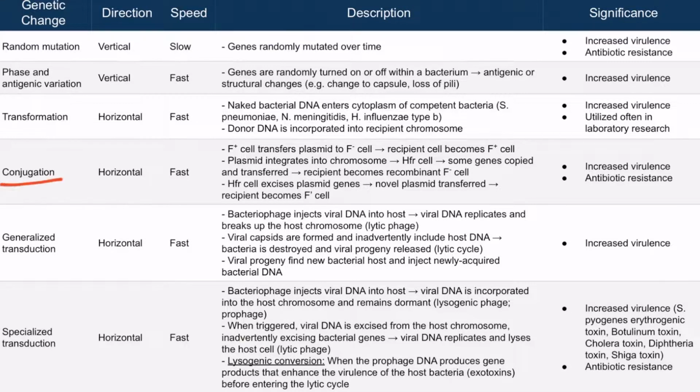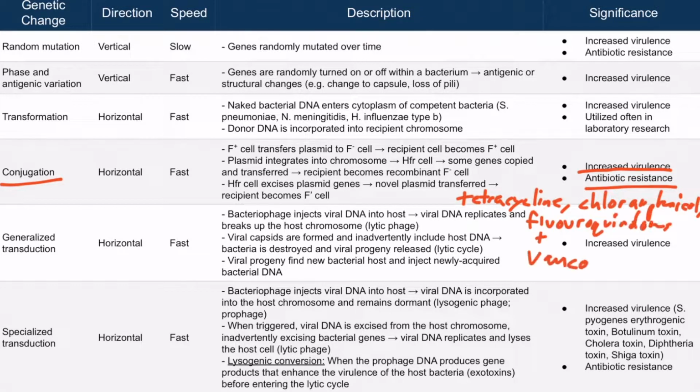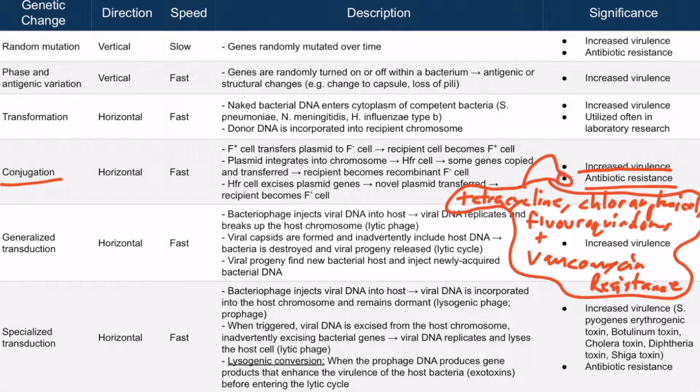Why would conjugation and the plasmids be significant? Well, it's because they can increase virulence, and they can even provide antibiotic resistance. For example, genes giving resistance to tetracyclines, chloramphenicol, fluoroquinolones, and vancomycin are encoded in plasmids. So bacteria can conjugate and quickly transfer horizontally these antibiotic resistance genes.